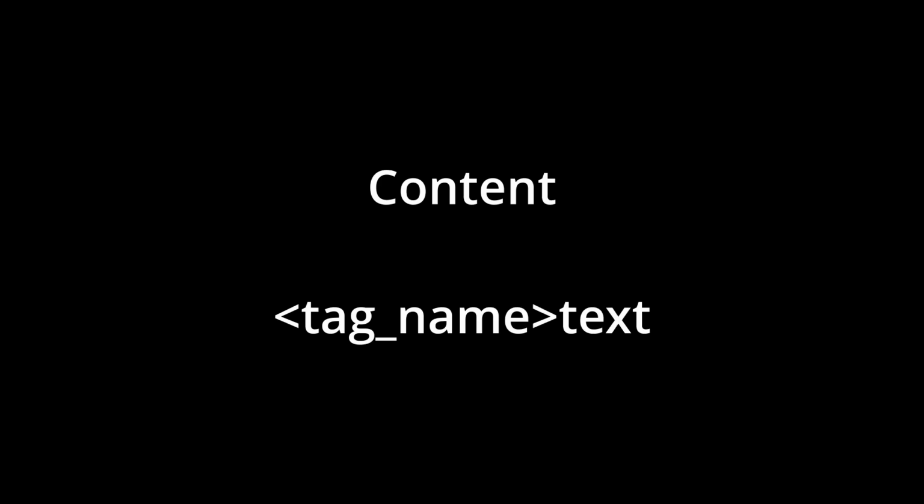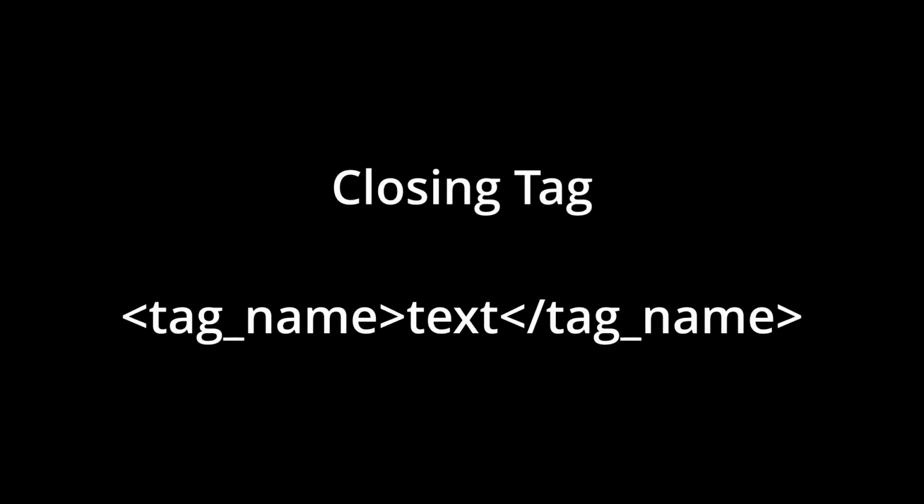Now here's what a tag looks like. You've got an opening tag. That's the label wrapped in angle brackets. Then your content, and then a closing tag, which is the same label, but with a / in front of it. Opening tag, content, closing tag.